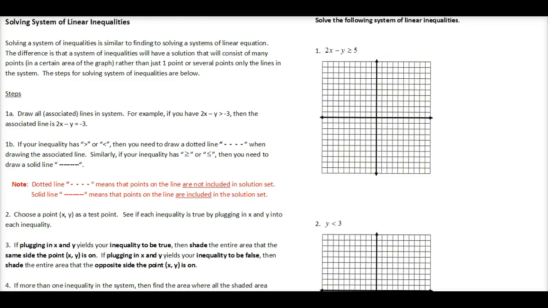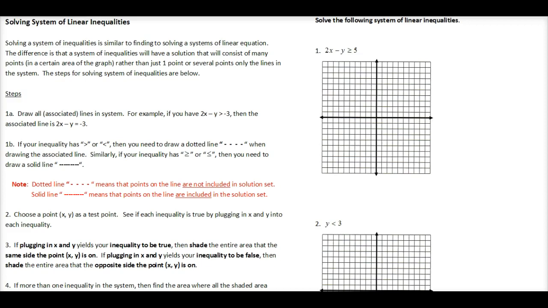This particular lesson will be on how to solve systems of linear inequalities. We know that solving systems of linear inequalities is very similar to solving systems of linear equations. The only difference is that with inequalities, we have a range or area of solutions, whereas with a system of linear equations, we either have one solution, infinitely many solutions, or no solution.